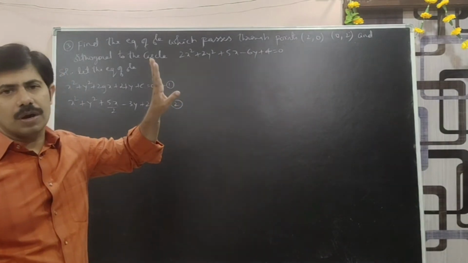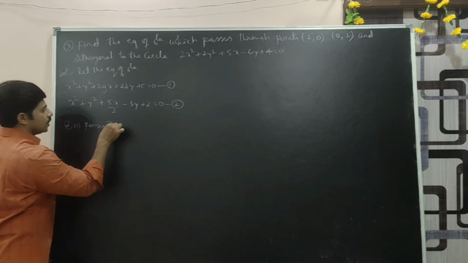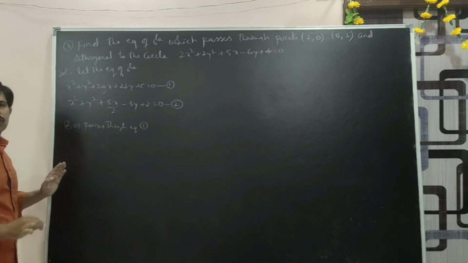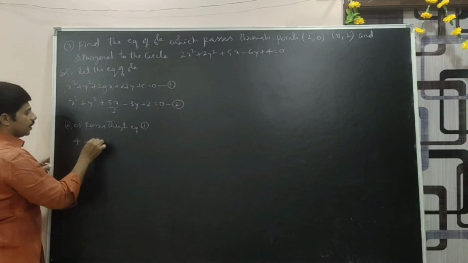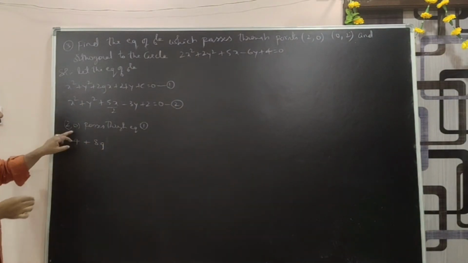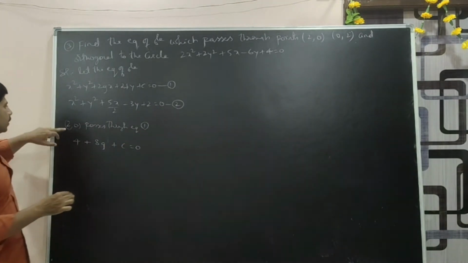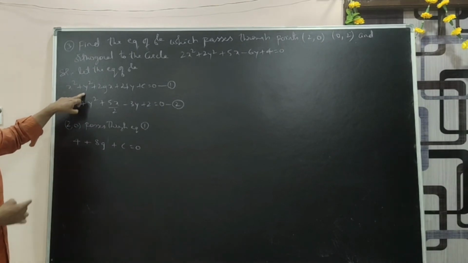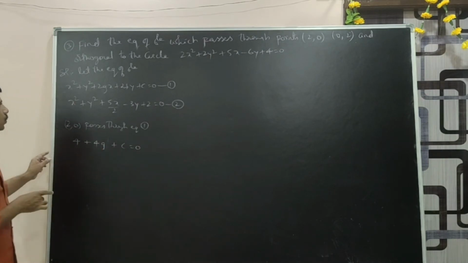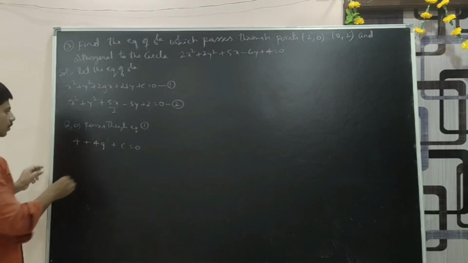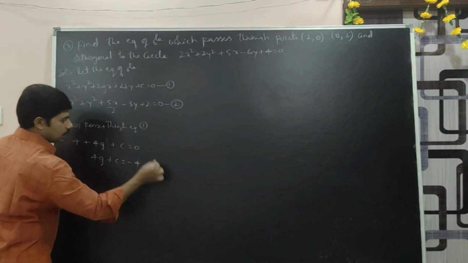So now after this equation 2, the points are given to us. One is 2, 0, other one is 0, 2. So first, 2, 0 passes through equation 1. So this 2, 0 I'll substitute in this equation. See, I'm substituting 2, 0 in equation 1. So what we get is 4 plus 2, 4s are 8g. So 4 plus 8g plus c is equal to 0. See, 2 square is 4 and y term is 0, right? Then after that 2g into 2, 2g into 2 is 4g, and this is 0, plus c is equal to 0. So what we get is 4g plus c is equal to minus 4. This is equation number 3.